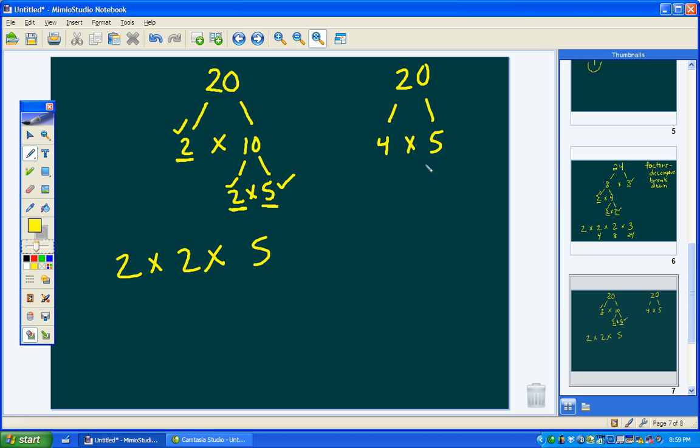Now watch how this is going to work out the same way. I know that 5 is prime. To get 4, I do 2 times 2. They're both prime. And so I use this same method. I have a 2. Got it. I have another 2. Got it. I have a 5. 2 times 2 times 5. Let's check it to make sure. 2 times 2 is 4. 4 times 5 is 20. I am correct, and that's the exact same thing.